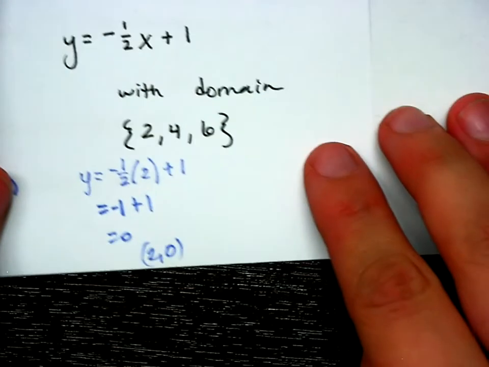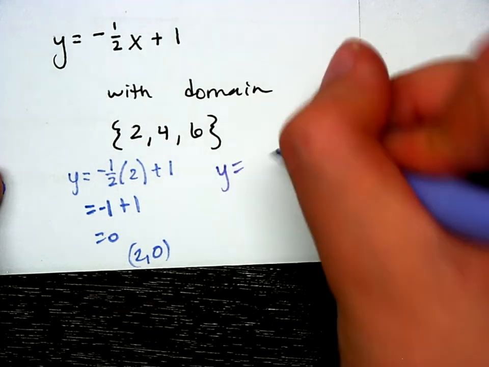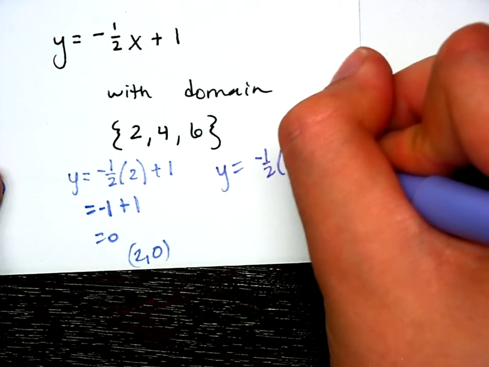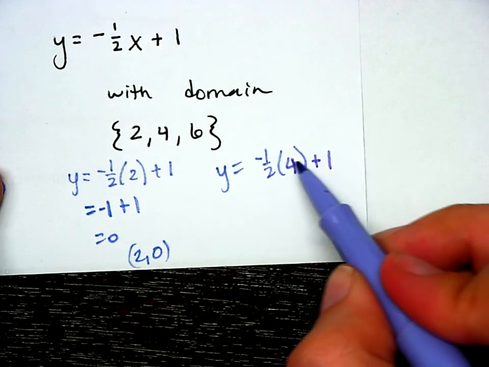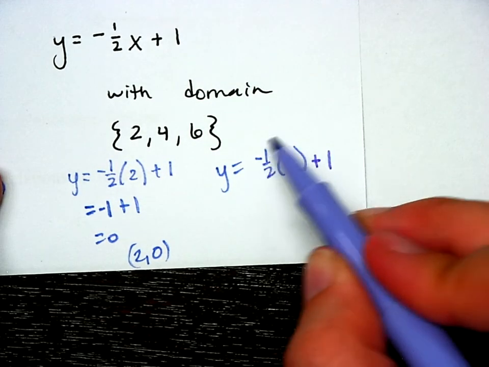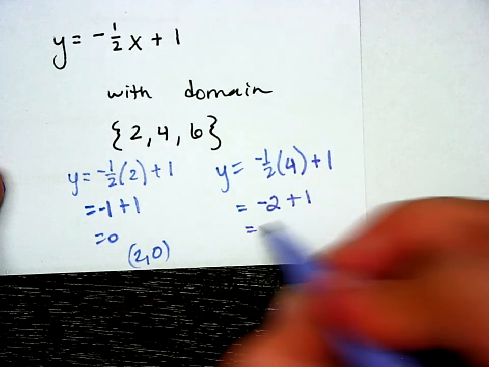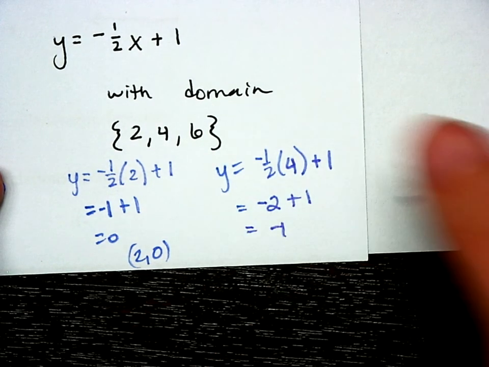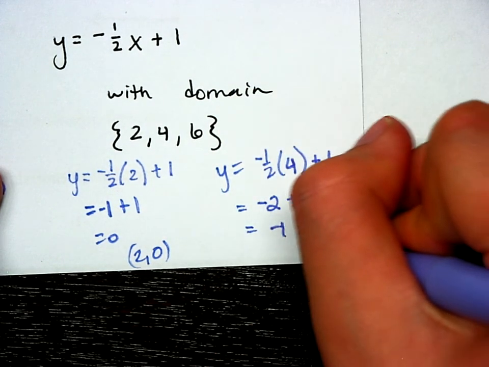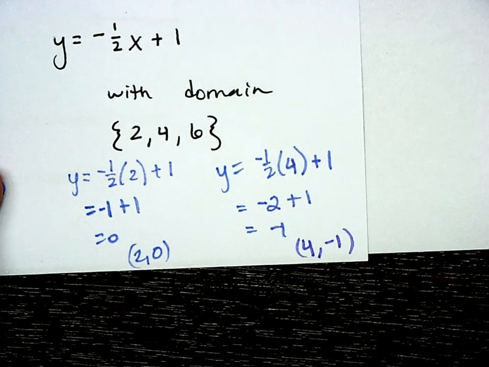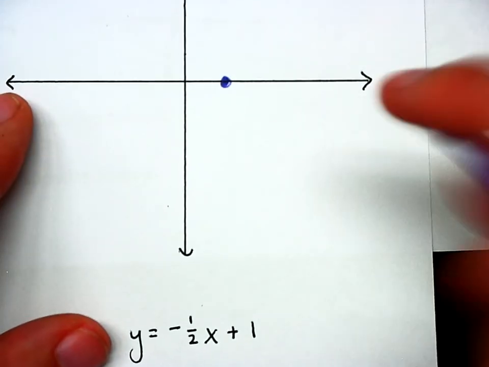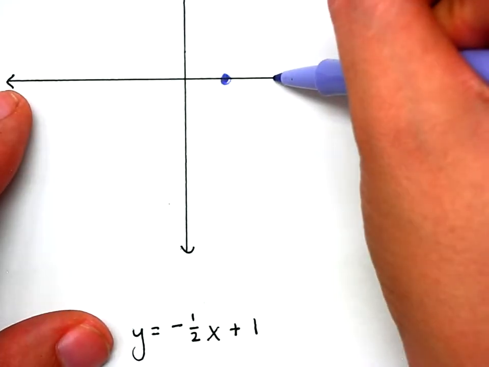Okay, next one is 4. So y equals negative 1/2 times 4 plus 1. This is like 4 divided by 2 with a negative. So that's negative 2 plus 1, and that is negative 1. So this point is 4, negative 1. All right, let's plot that. So over 4, down 1.